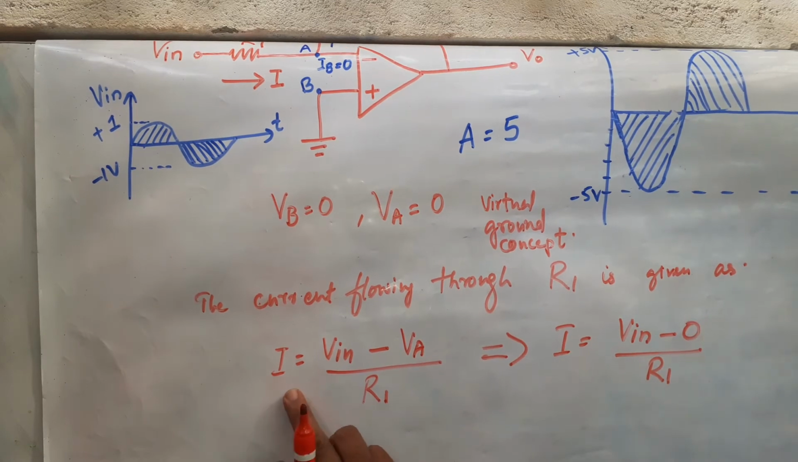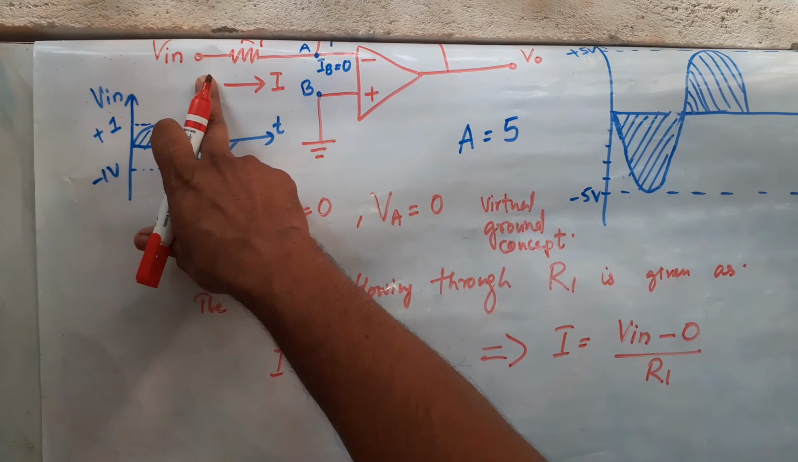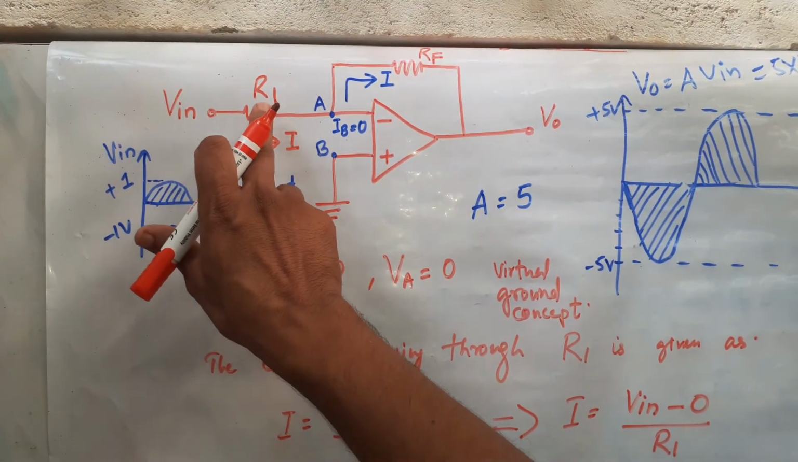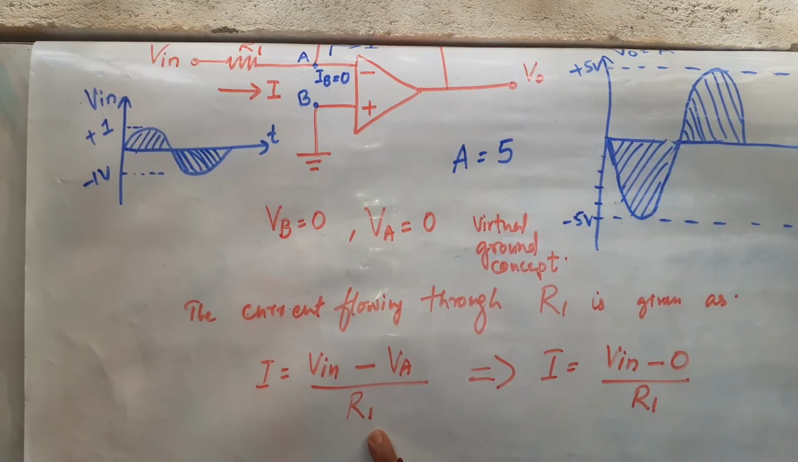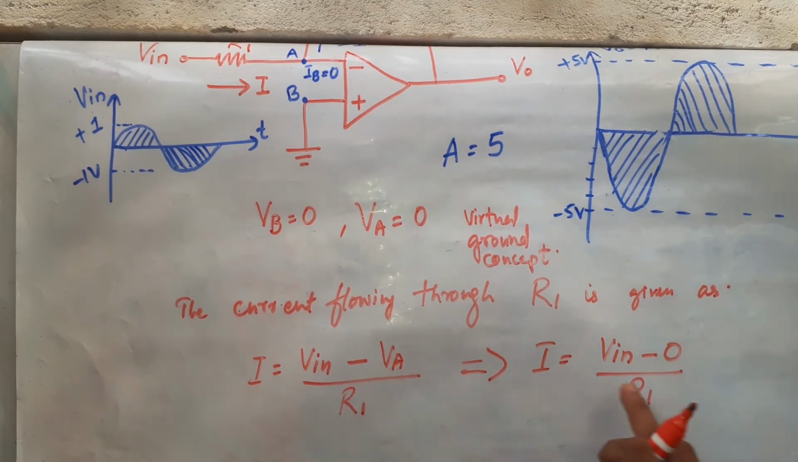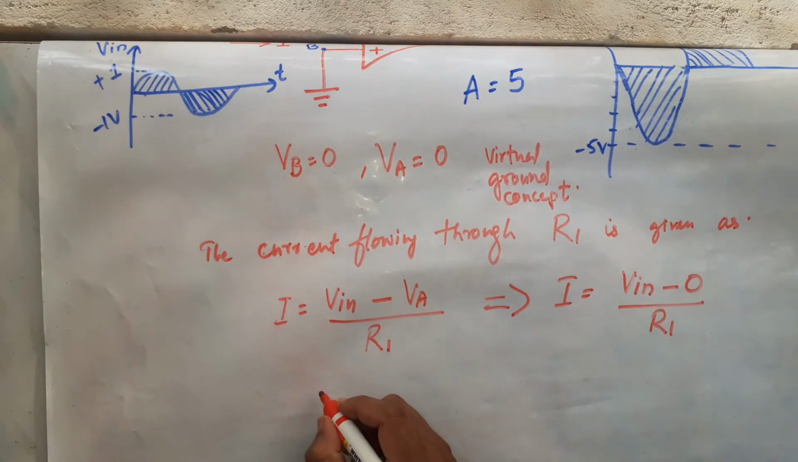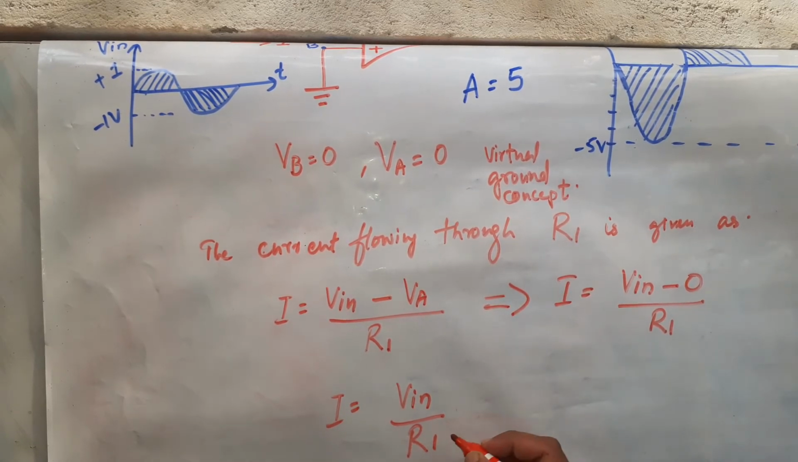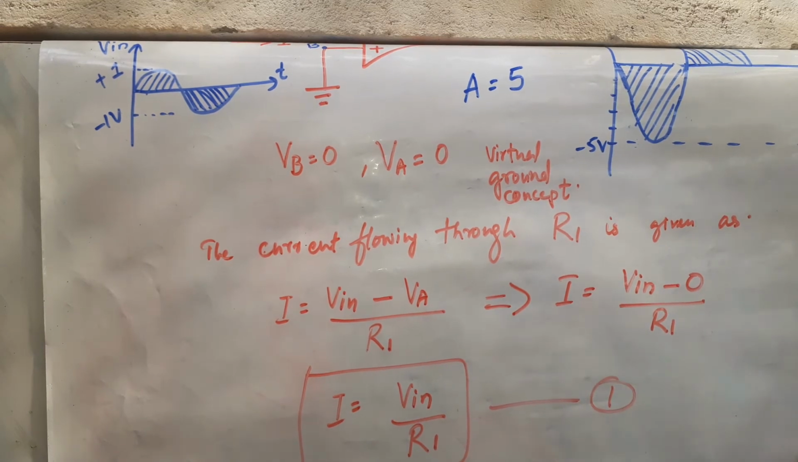Sorry, it was not visible. So this is what I have written: current I equal to V in minus VA, node VA. So the current across R1 is the input voltage applied minus VA divided by R1. That is nothing but VA equal to 0, so I have written minus 0. So finally I can write I equal to V in divided by R1. Consider this as your equation 1.